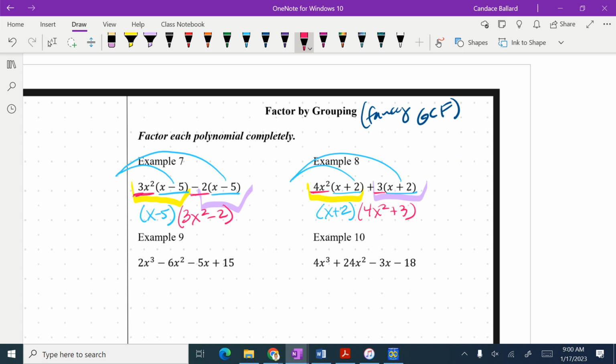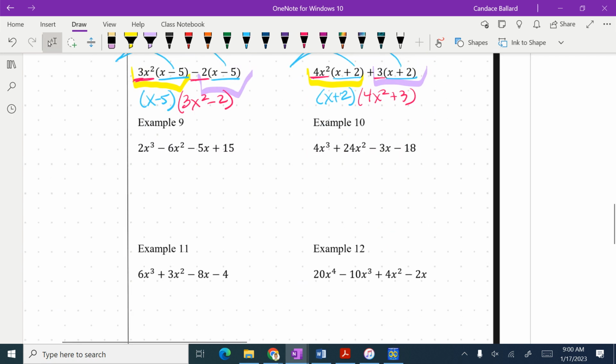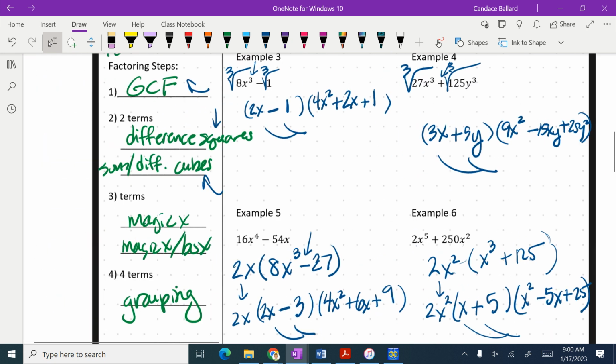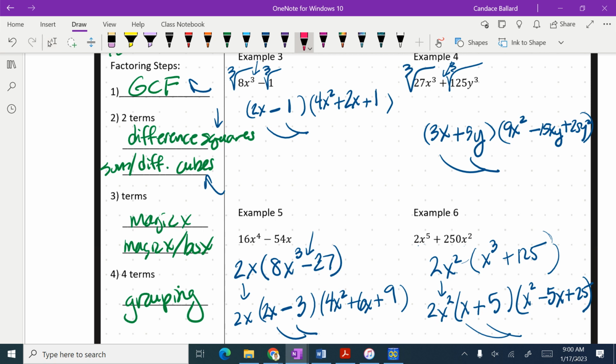All right, so that's not what the problems are truly going to look like. That was getting you to understand the middle step. Okay, so we kind of started in the middle. The problems are going to actually look like numbers 9, 10, 11, 12. So remember our line of we're supposed to look for greatest common factor first, and then we're supposed to count the number of terms. If you have 4 terms, you're likely grouping.